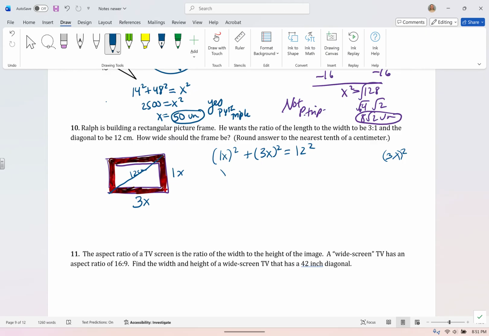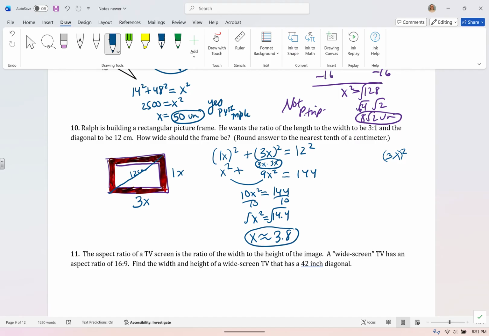So x times x is x squared. That's easy. This right here is 3x times 3x or 9x squared. And this is 144. So be careful that when you square 3x, you square the 3 and the x. They're both in parentheses. If you're going to miss this question, generally that's where you miss it. So add these together, you get 10x squared. That's 144. Divide by 10, you get x squared equals 14.4. Square root both sides. You get x is approximately 3.8. And the question is, does it say solve for the ratio, or does it say solve for the lengths?